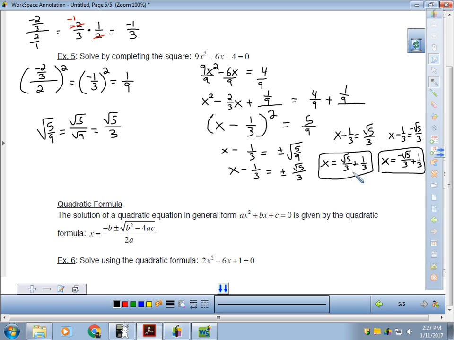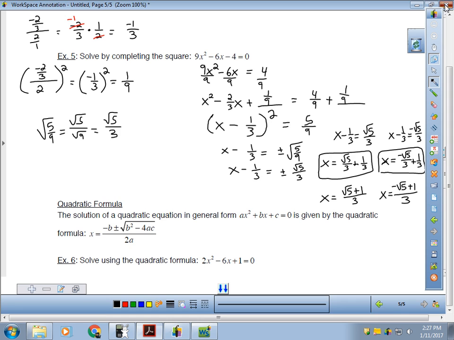But you could, because they have the same denominator, combine them together. So this could be x equals square root of 5 plus 1 all over 3. And this one could be x equals negative square root of 5 plus 1 all over 3. And that works because they're both over 3. So you don't necessarily have to write it this way, but you could. So there's our answers for that one, and trust me, they do work. You can check them in the calculator if you don't trust me.